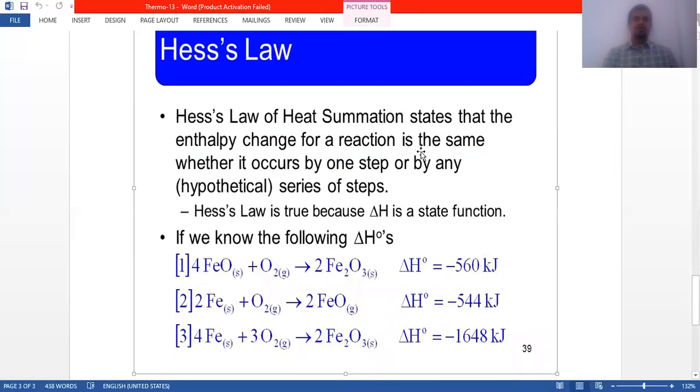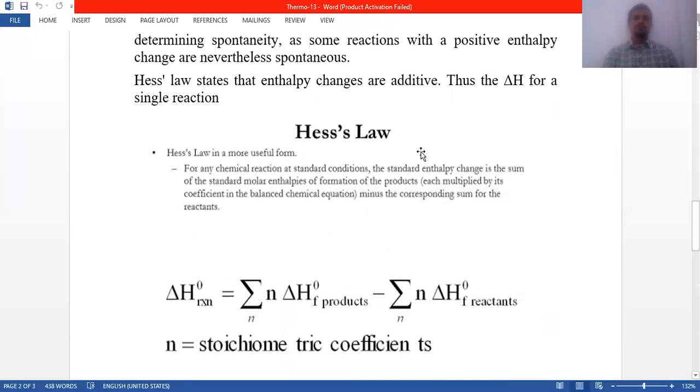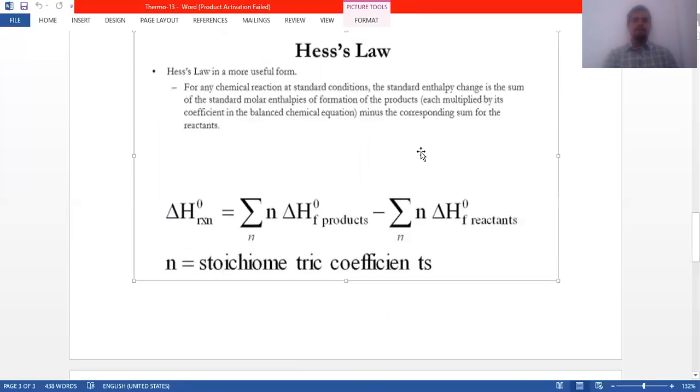So all of Hess's law is summarized in these two slides, as a definition or statement. It is again given that for any chemical reaction at standard conditions, the standard enthalpy change is the sum of the standard molar enthalpies of formation of the products multiplied by their coefficients in the balanced chemical equation, minus the corresponding sum for the reactants. So this is the equation for Hess's law.